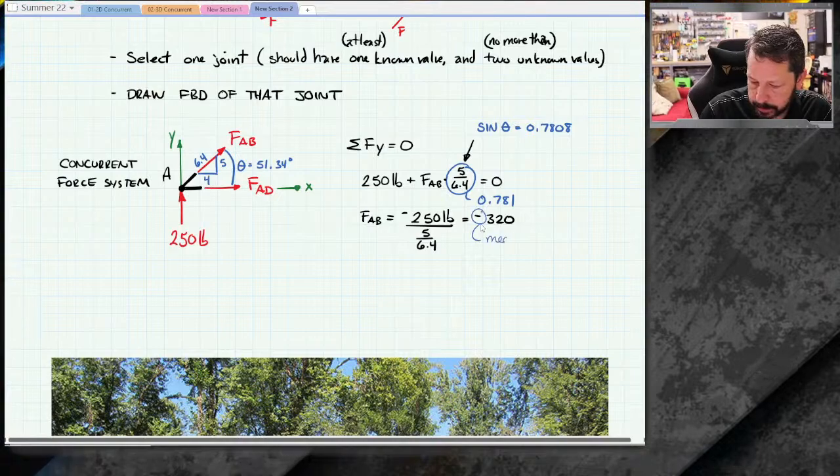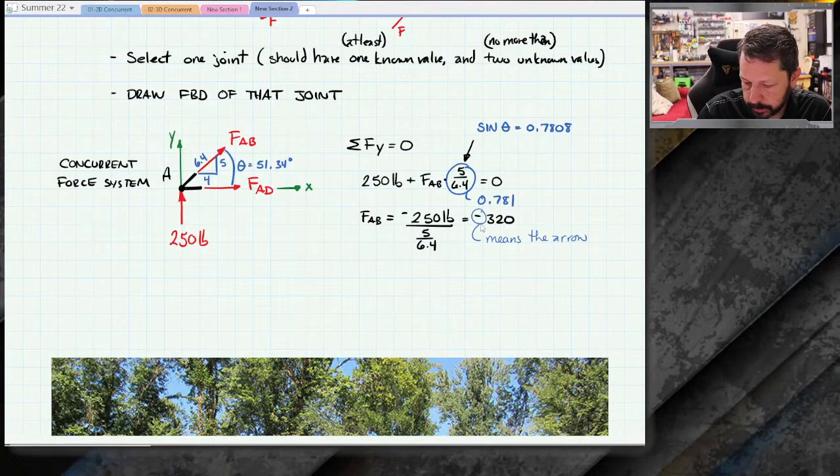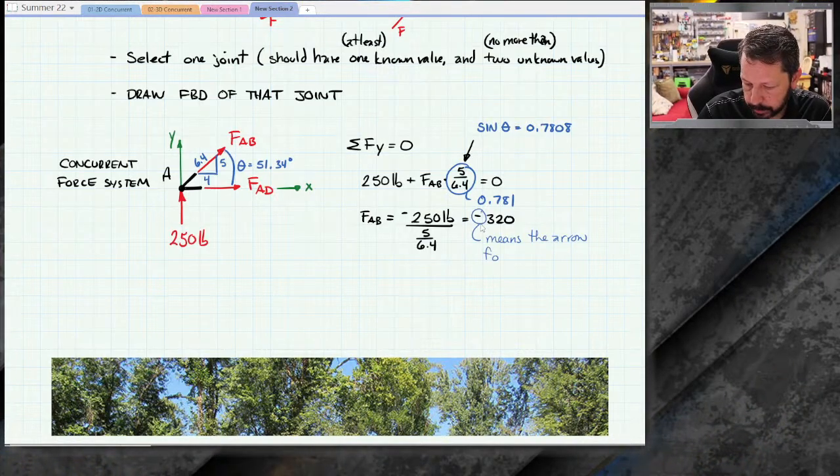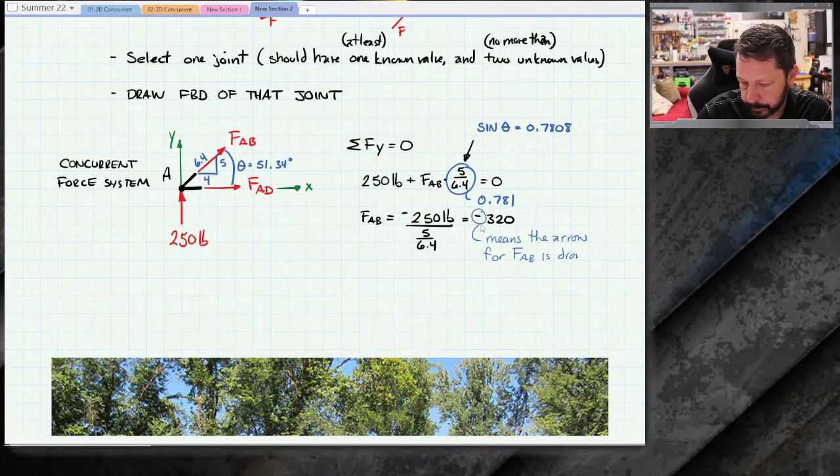That means the arrow for FAB is drawn backwards.